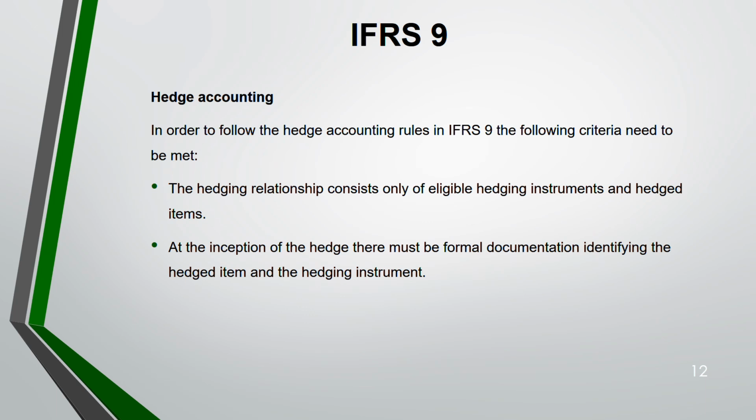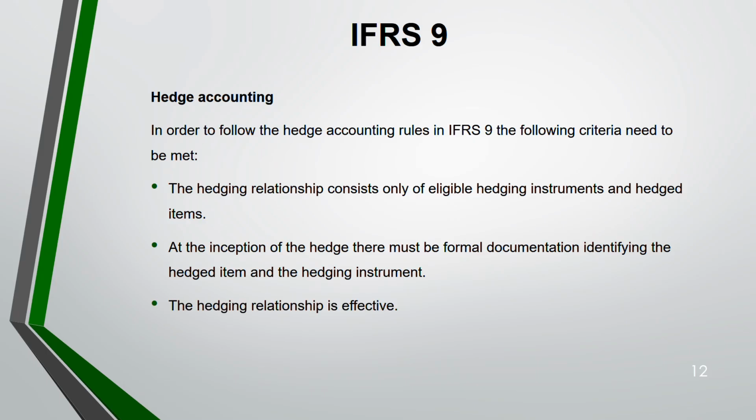What is a hedging instrument? It is the forward or the future or the option or the swap that you're entering into. That is your hedging instrument. Now do you understand? And there's a documentation saying that you have entered into a contract to buy or sell so and so at this date. That is the hedged item.